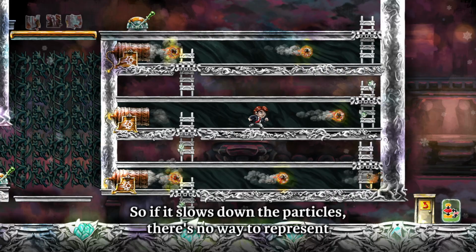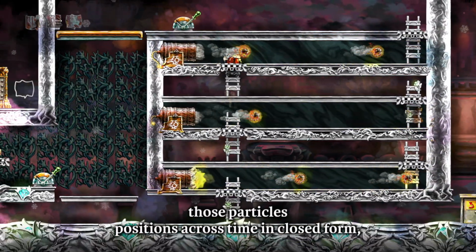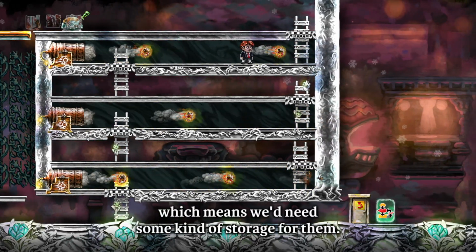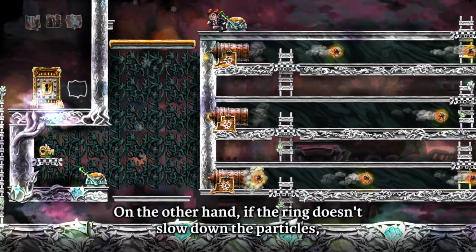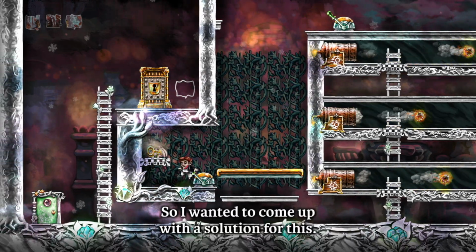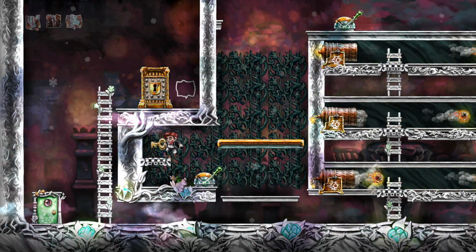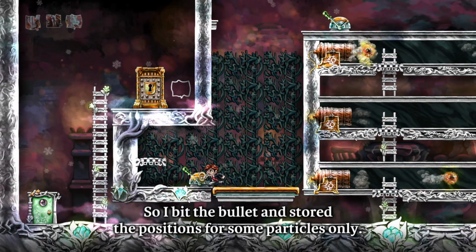So if it slows down the particles, there's no way to represent those particles' positions across time in closed form, which means we'd need some kind of storage for them. On the other hand, if the ring doesn't slow down the particles, that makes the game weaker. So I wanted to come up with a solution for this. So I bit the bullet and stored the positions for some particles only.